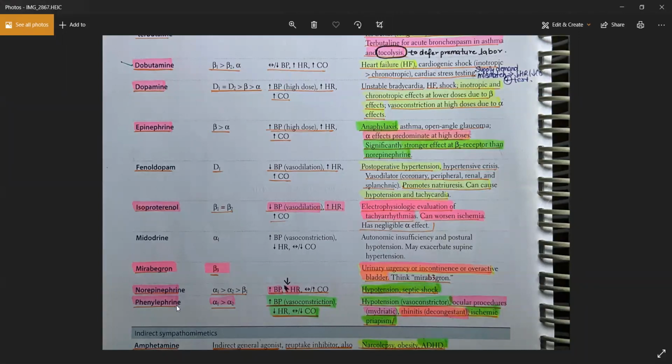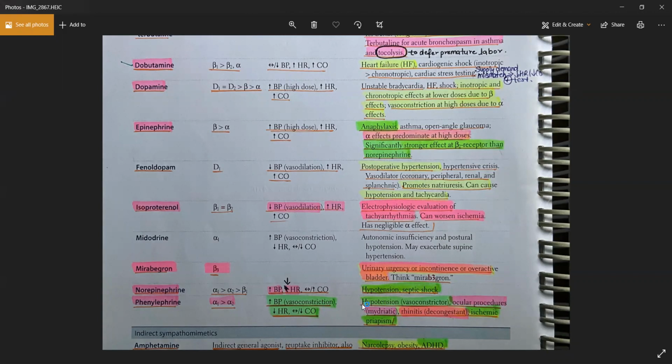Then comes phenylephrine, which has only the alpha effect, no beta effect. So you will get unopposed vasoconstriction by the alpha 1 effect. Okay, you will get reflex bradycardia, and you will also get a loss of cardiac output, first because of this loss of heart rate, and second because of the vasoconstriction, because you know the SVR is increased now. Okay, the vascular resistance is increased, so you will get a loss of cardiac output.